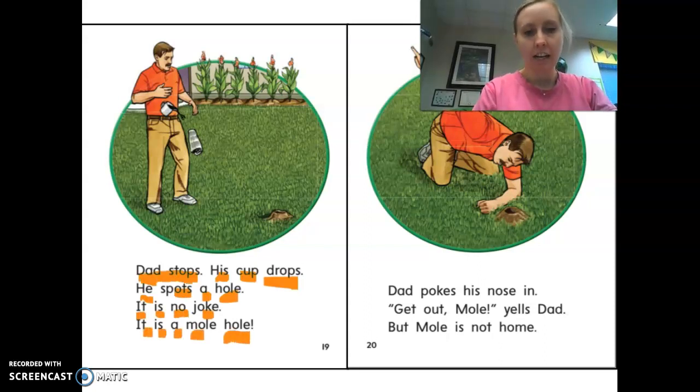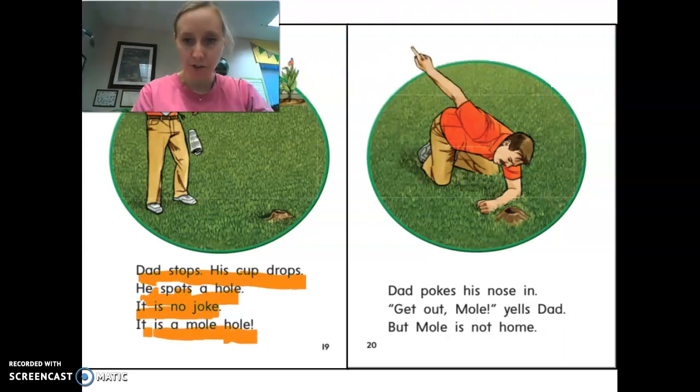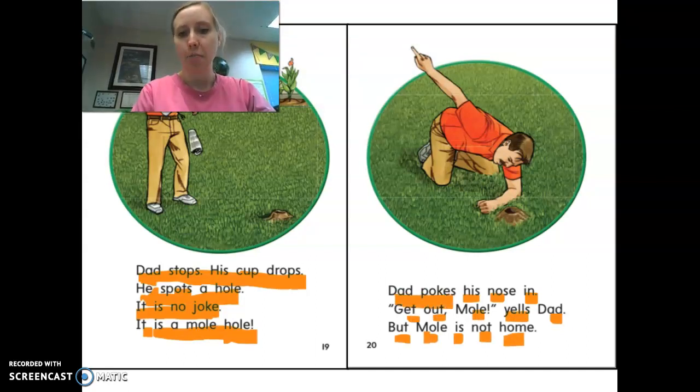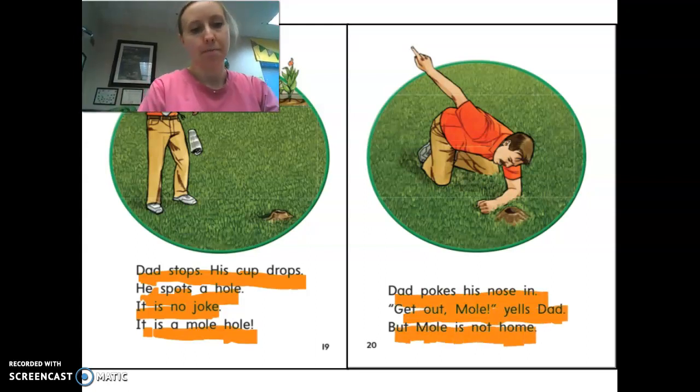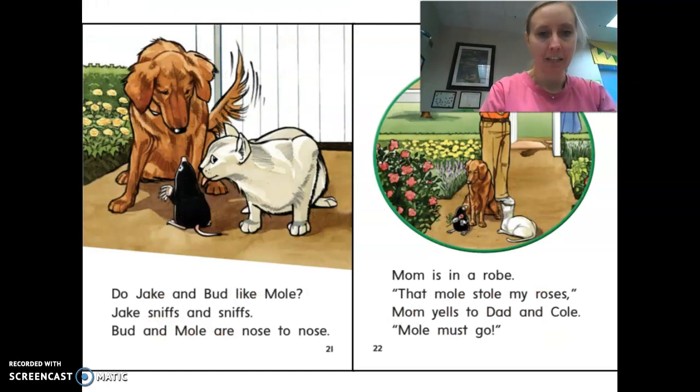Together. Dad stops. His cup drops. He spots a hole. It is no joke. It is a mole hole. Okay, your turn. Together. Dad pokes his nose in. Get out, Mole, yells Dad. But Mole is not home. Okay, your turn.